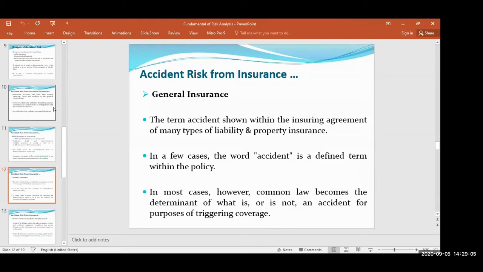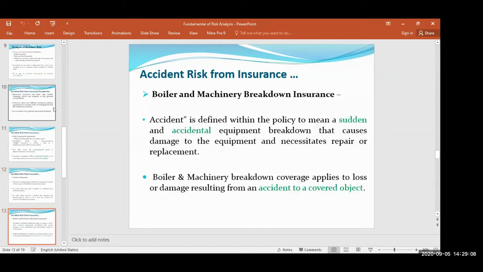When you come to boiler or machinery breakdown insurance, accident by itself is defined in the policy. Accident means in the policy sudden and accidental equipment breakdown that causes damage to equipment and necessitates repair or replacement. So if it is not accidental and sudden, the policy will not provide cover. So when you say accidental, it's unintentional. It's not a deliberate act. Boiler and machinery breakdown coverage applies to loss or damage resulting from an accident to a covered object. That covered object should face some accident.